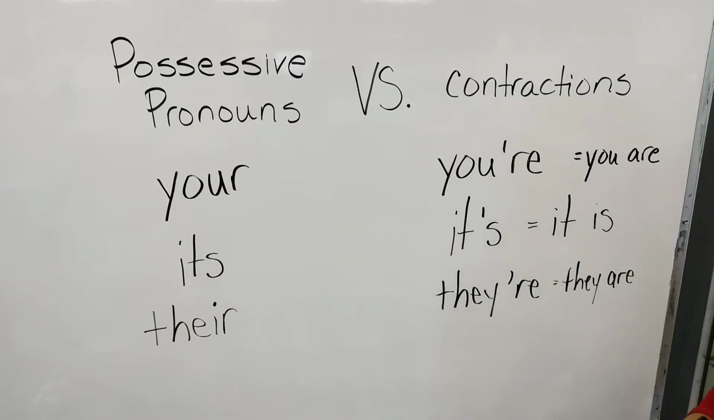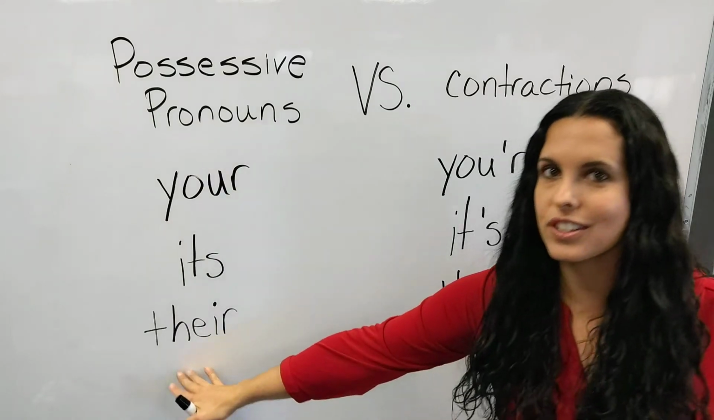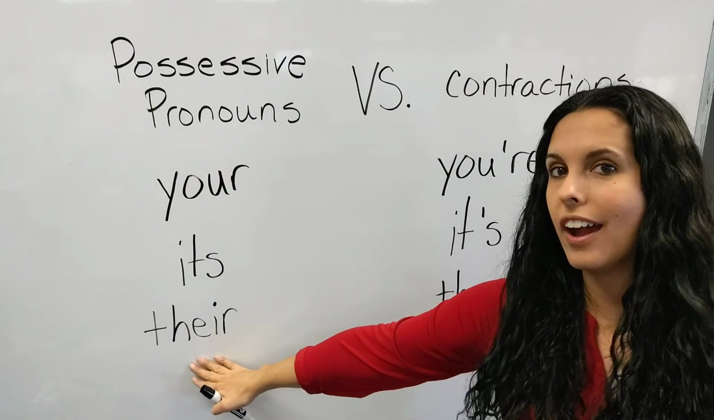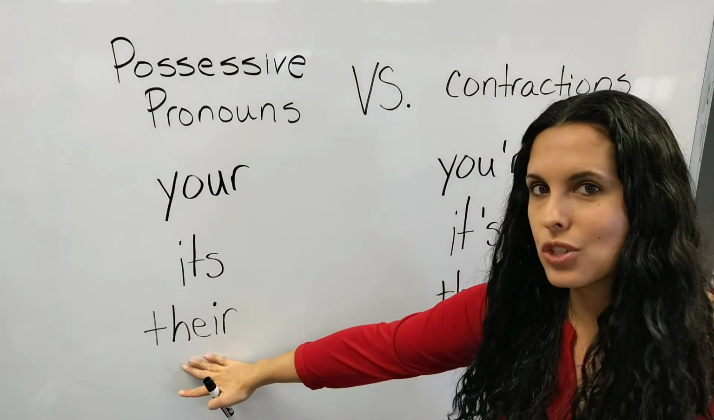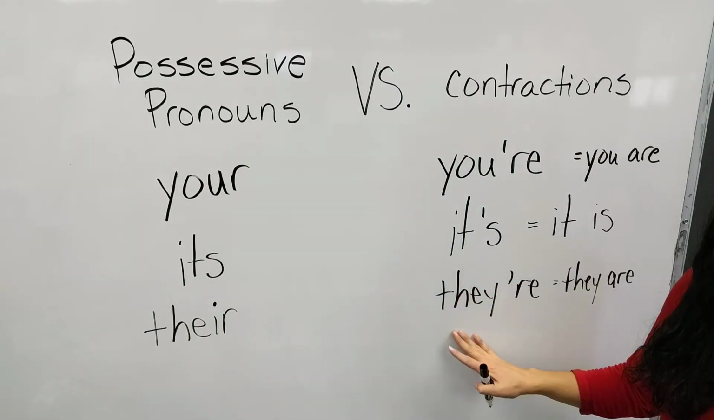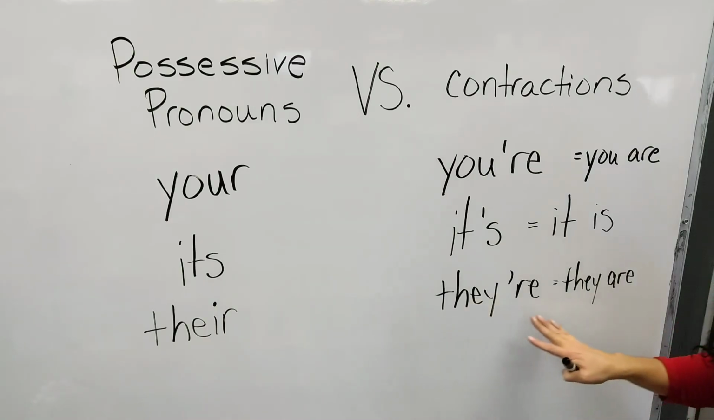They're our neighbors. They are our neighbors, but it's their house. That shows ownership. They own their house, but you wouldn't use the same word for that sentence. So their shows ownership, their house. They're our neighbors. They are our neighbors.